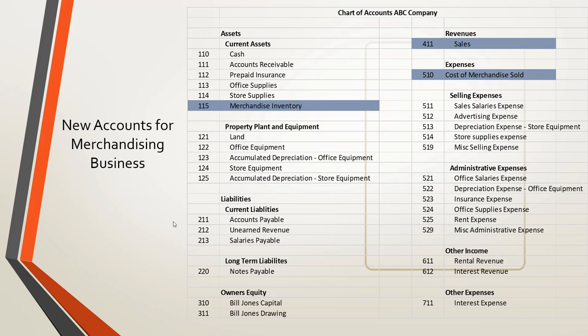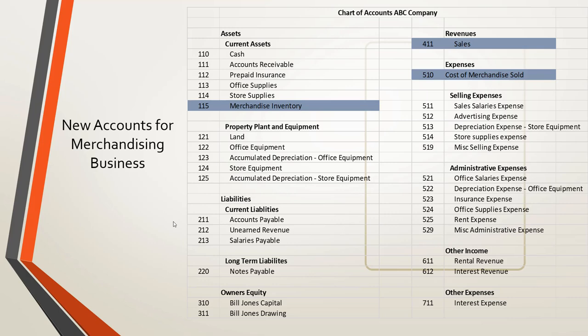So the new accounts that get introduced in the merchandising business are highlighted here in kind of a gray color. But mainly they are merchandise inventory, which is a new asset account. That's all the stuff that we would be selling in our retail store. Sales is now the name of our revenue account. We go from fees earned to sales. And the other new account here that's highlighted is called cost of merchandise sold.